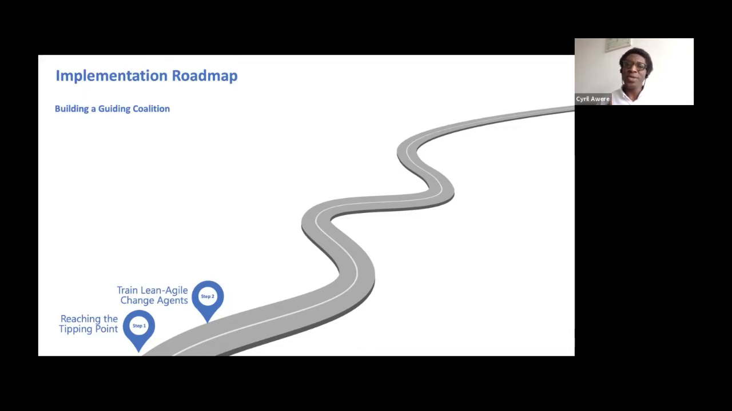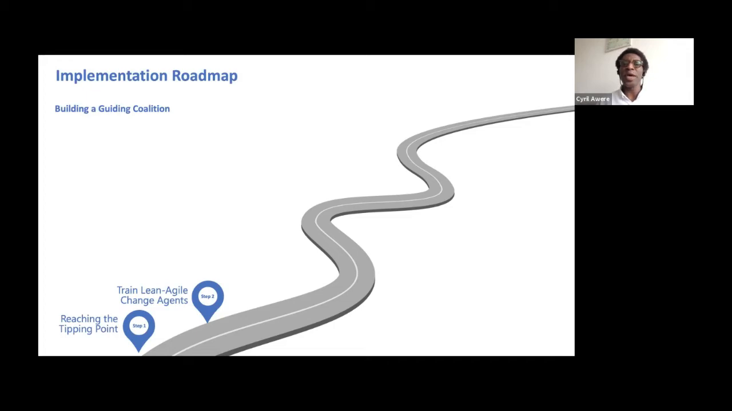So we start with developing these key change agents, and these are the change agents that are going to help the whole organization, in terms of training and guidance, with embracing the Scaled Agile framework. So it's what we call a powerful coalition.